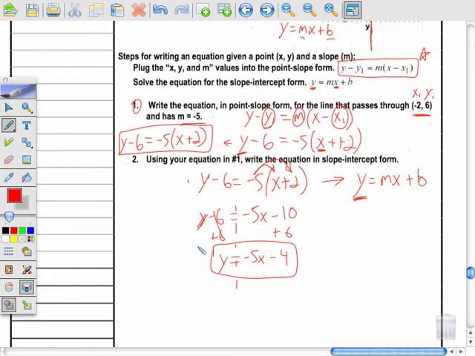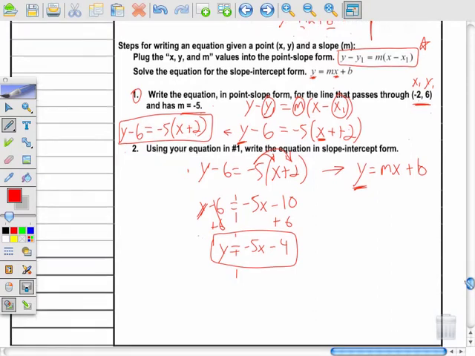And you can tell right there, we found point-slope form, and we got y equals mx plus b. We got slope-intercept form.